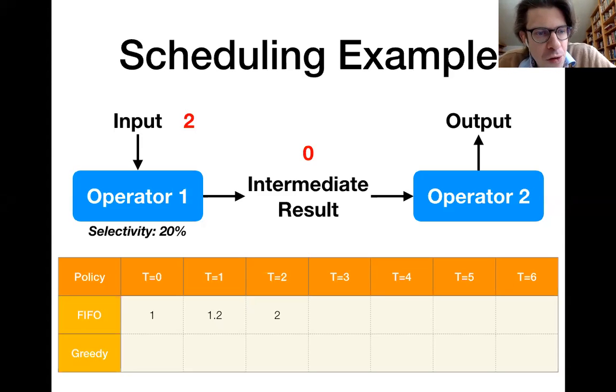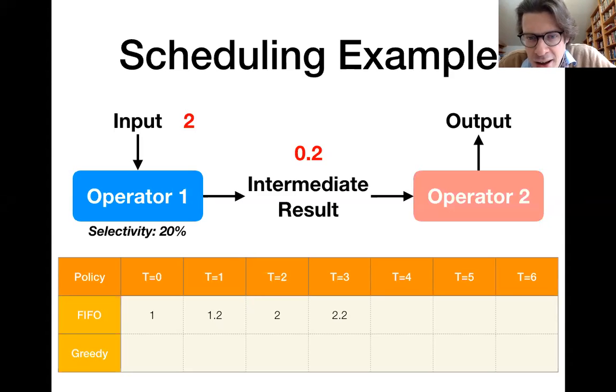So now we're going to invoke the first operator again to process one more batch of tuples, which produces intermediate results of 0.2 batches. And it eliminates one of the 2 input batches, but in the next timestamp, we will get one more input batch. So this is why the input queue size does not decrease. So this is what happens here. And in total, now we have a combined size of 2.2.